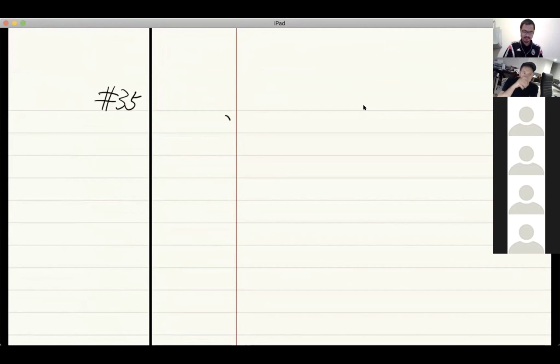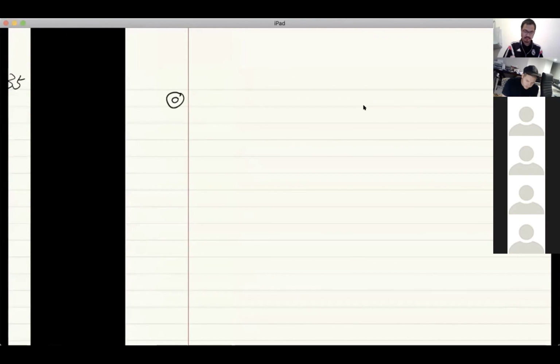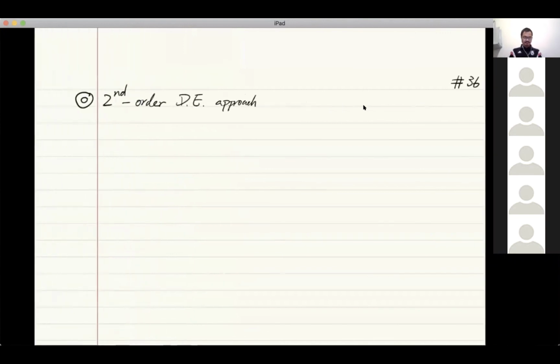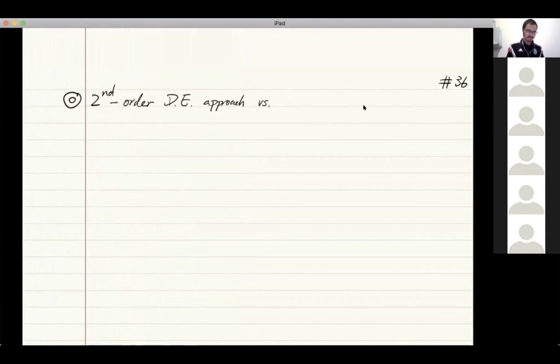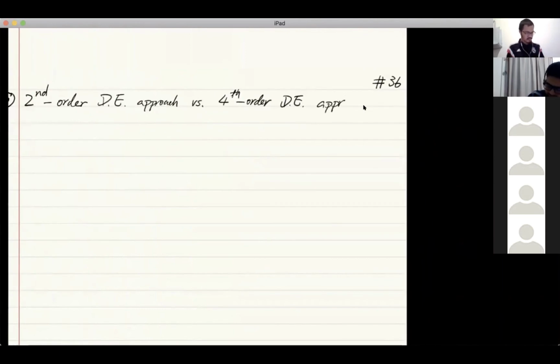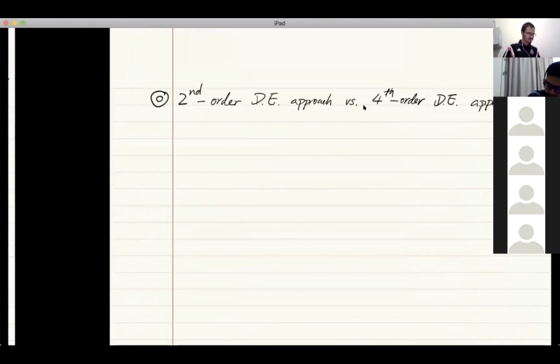And this is what I call the second order differential equation approach, because we will use this in the buckling of beams. But right now, we have a good example to actually show them, versus the fourth order differential equation approach. Now start with the second order differential equation approach. Start with this one.